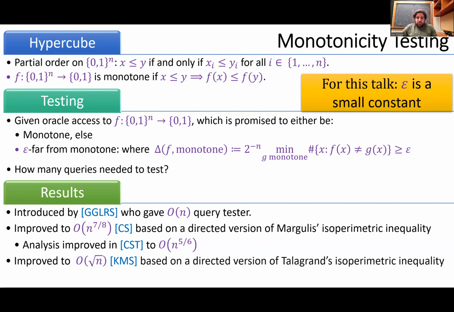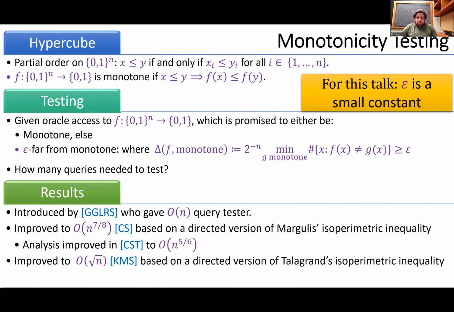And following their work, the analysis of the tester was improved by Chen et al. to n^{5/6}. So really the tester and the analysis at heart are the same. They still use Margulis-type monotonicity inequality. And in fact, this is the best you can do as long as you're only using Margulis-type directed versions of isoperimetric inequalities.